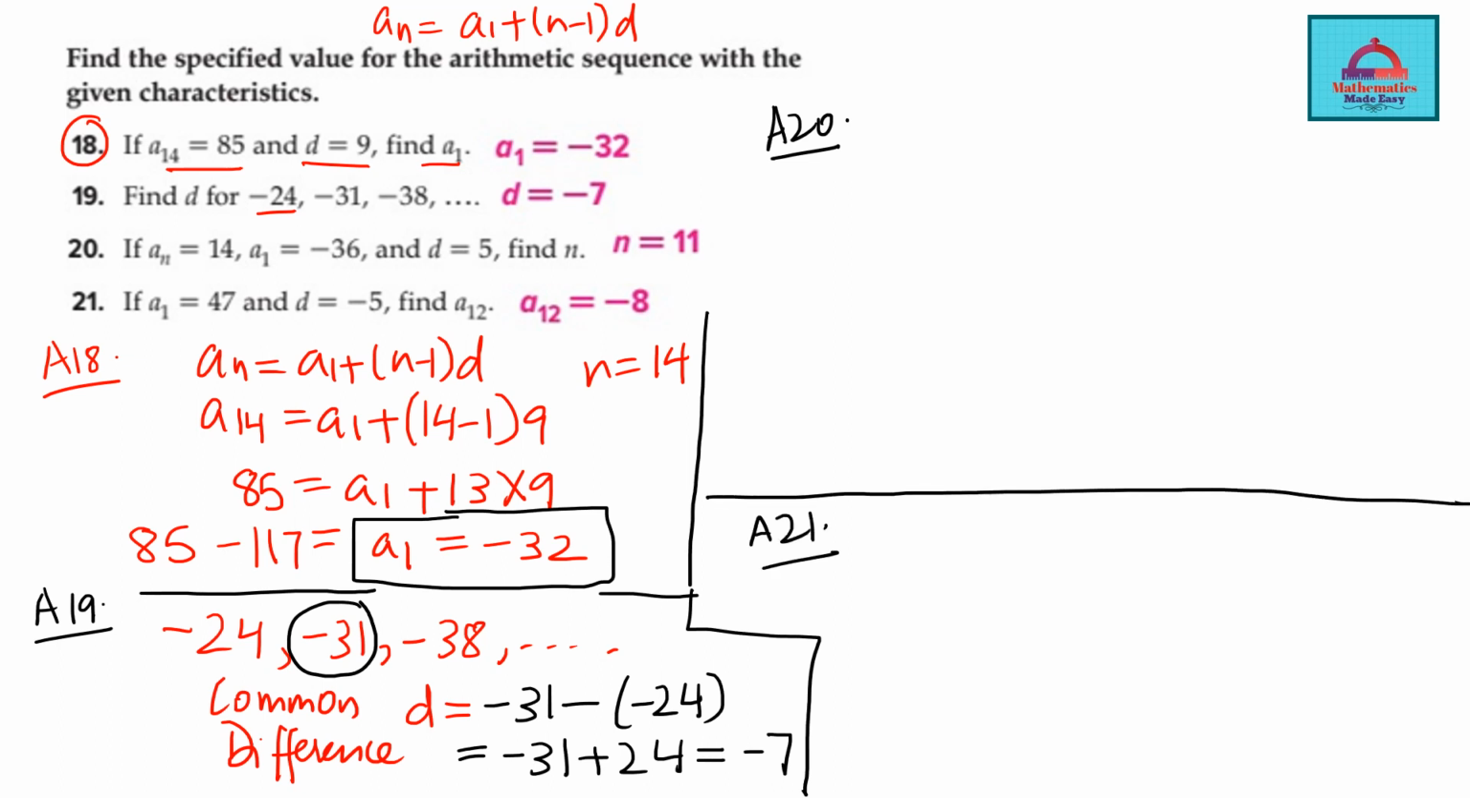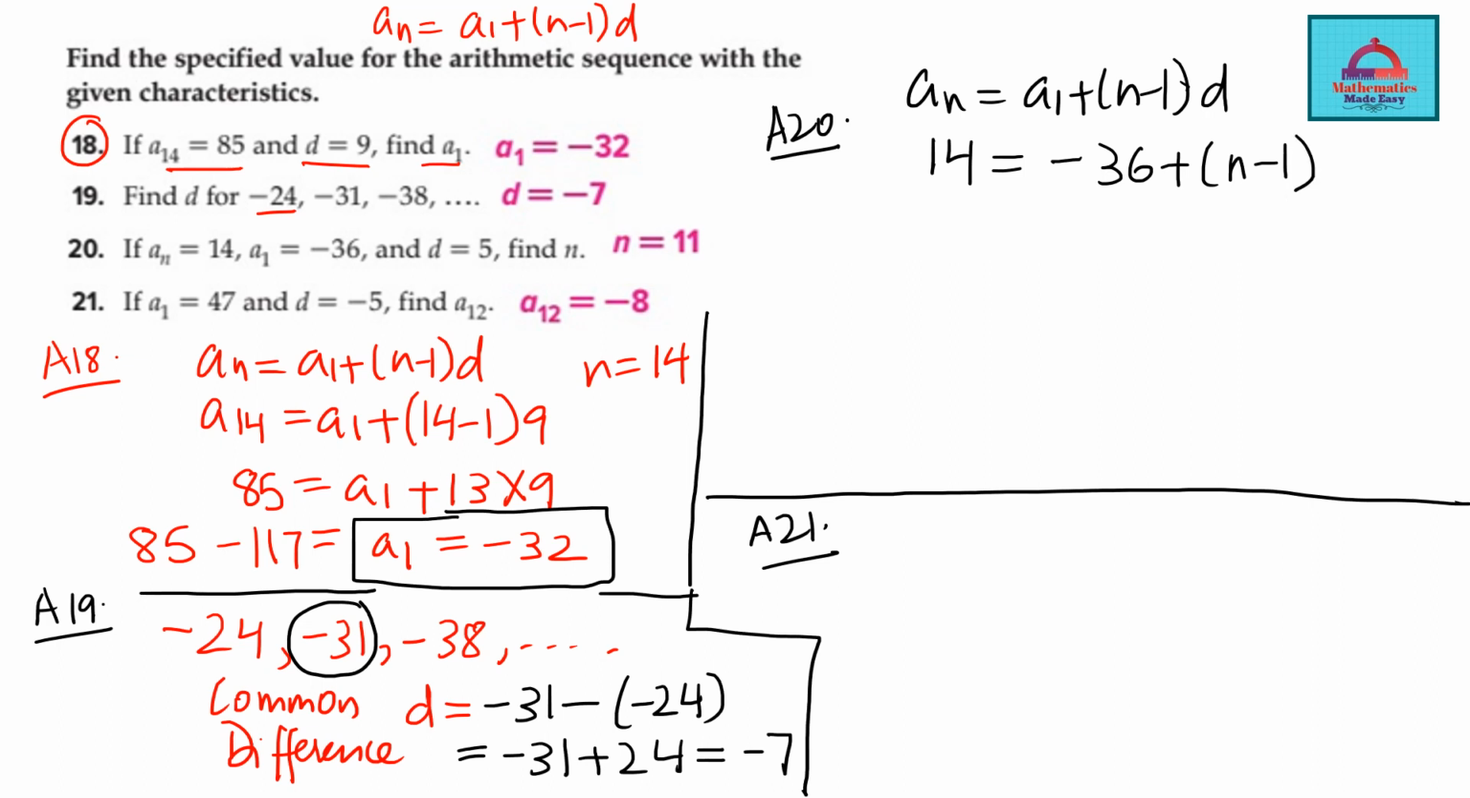Okay, let's do 20 here followed by 21 here. So for 20, an is a1 plus n minus 1 d. I told you I'm going to use the same formula. So an is given to you as 14. I am just substituting the value. The first term is given to you as 36. n is not given, that's what you need to find, and d is 5. So what I have done is just pure substitution of three values in the formula. And now we are going to simplify it.